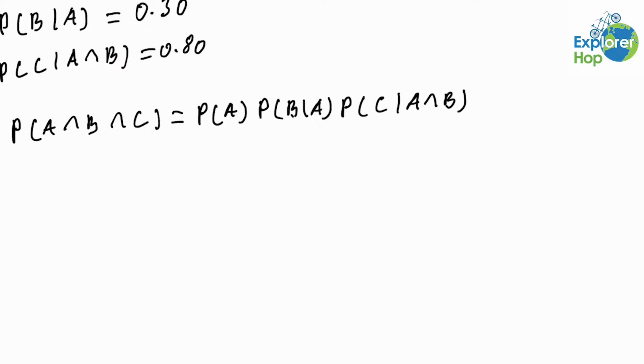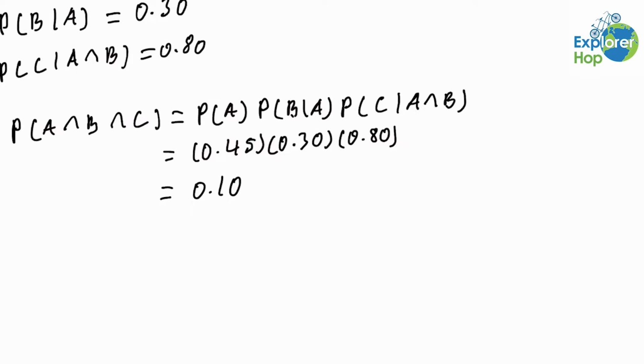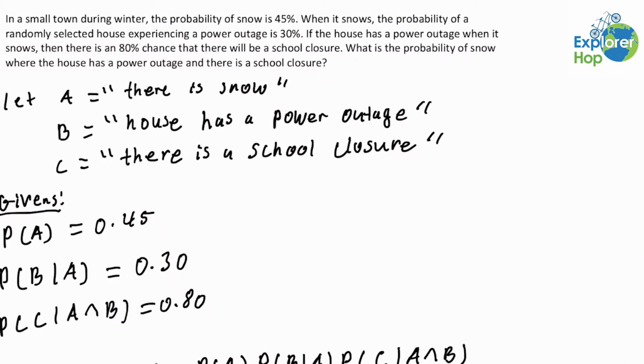And this is just equal to 0.45 times 0.30 times 0.80, which is equal to 0.108. And that gives us the probability of the intersection of all three events, which is the probability of there being snow where the house has a power outage and there is a school closure.